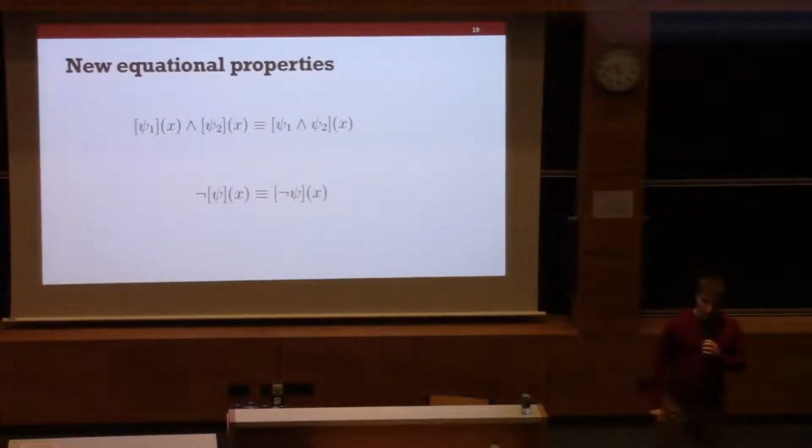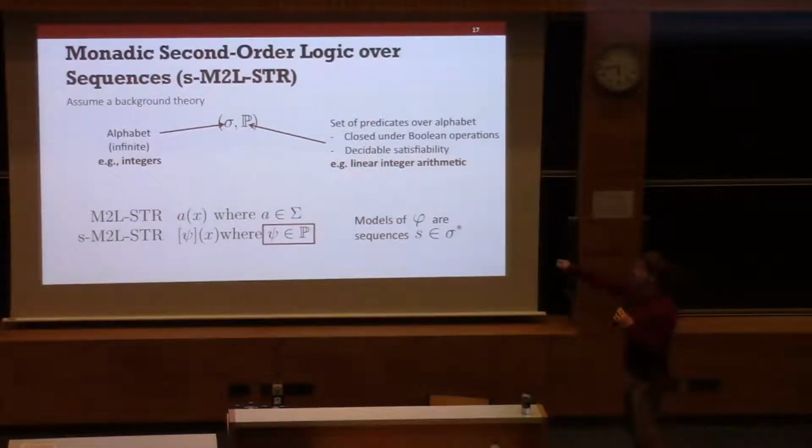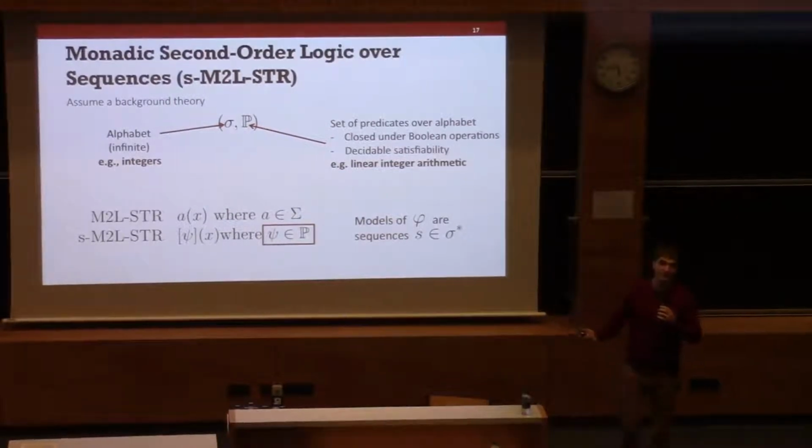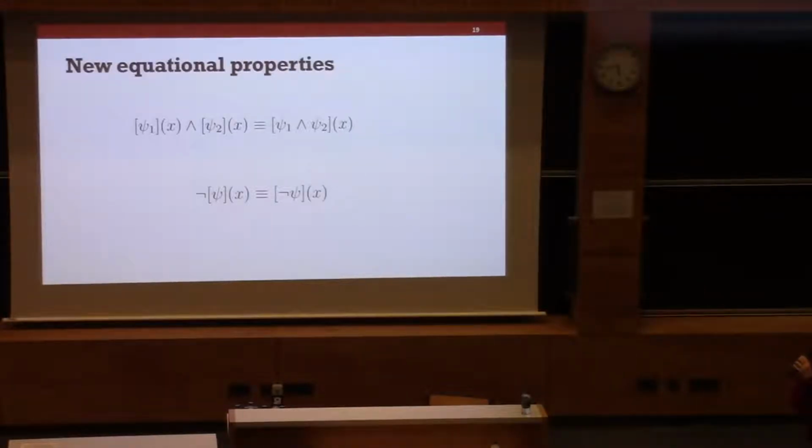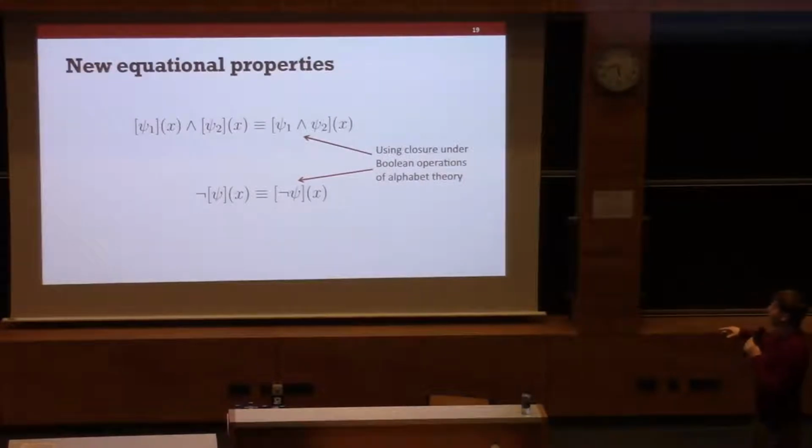What changes? Well, one thing I want to stress, which I forgot, is that our set of predicates has to be closed under Boolean operations and has to be decidable. We need to be able to check emptiness of a predicate. So now that you know this, we can see that this logic has an interesting new property that you don't have in the finite alphabet case. And this property is that if you have the conjunction of two unary predicates, this is equivalent to moving the conjunction into the unary predicate itself. And similarly for negation. And this is because we have closure under Boolean operations.